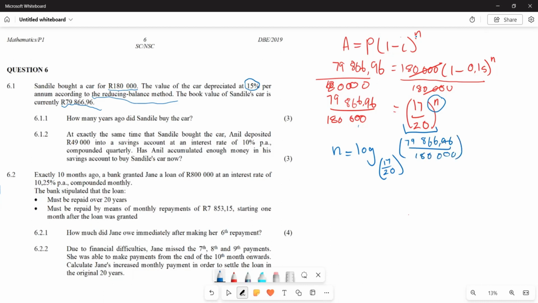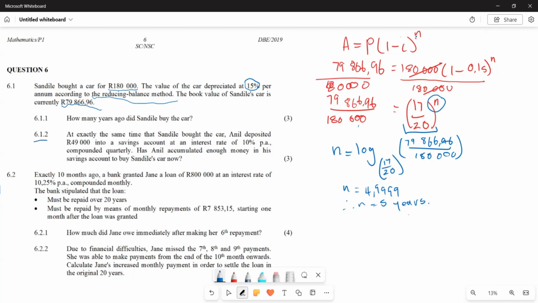And what is it now that we are going to have? The value of N that you are going to find here is going to be 4.999, which can be converted so that N is basically going to be 5 years, right? So this is going to be your 5 years, which means the number of years in which the book value of this particular car, the 180,000, is going to depreciate up until 79,866. How many years is it going to take the car? 5 years, right? Now let's look at the second question.